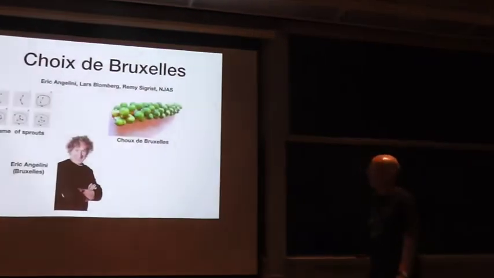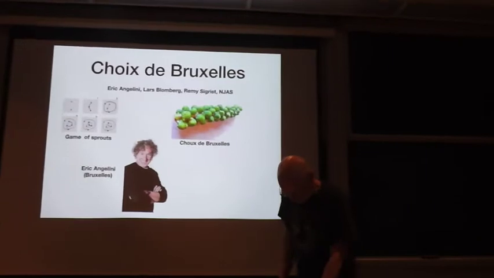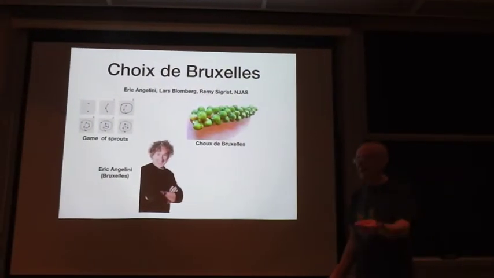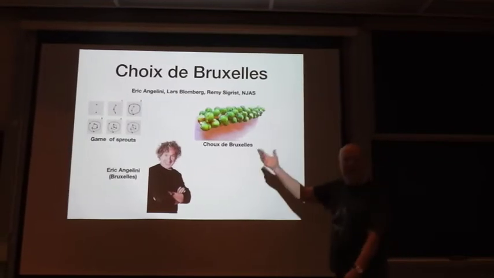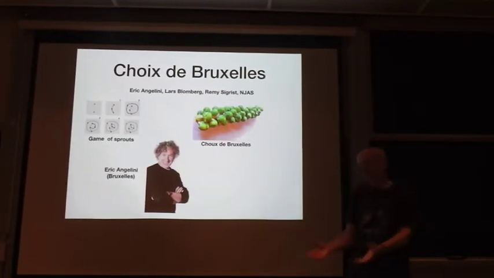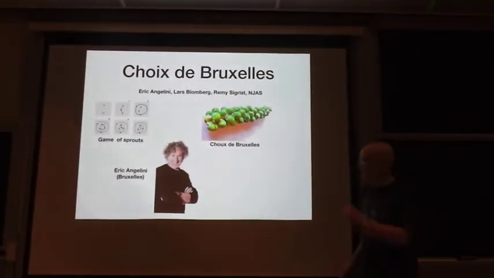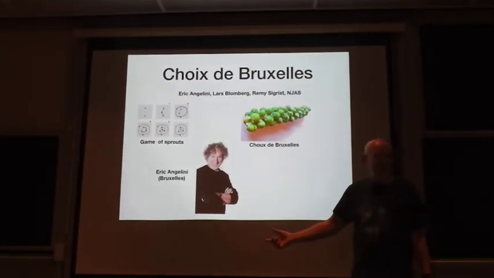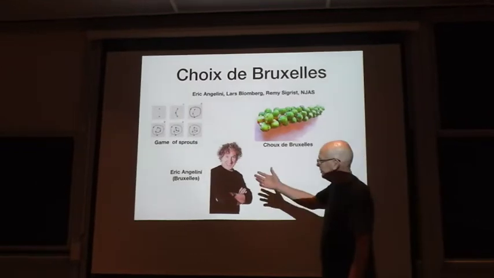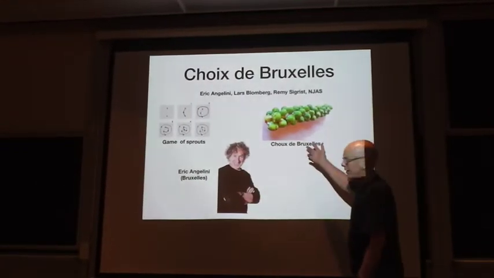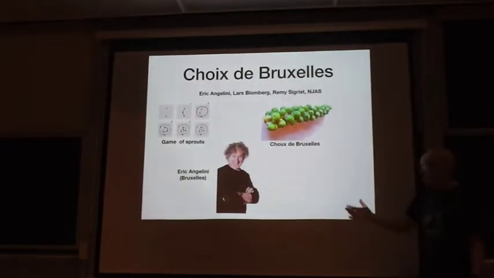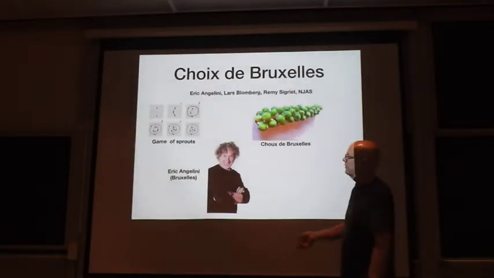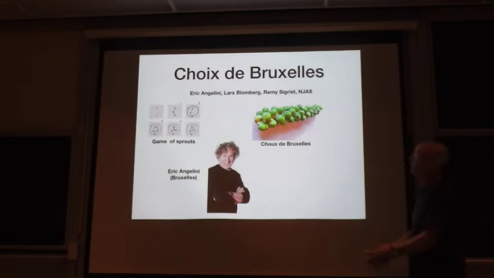So the question is, there are lots of questions you can ask about this. If you repeatedly apply this, you start with 1, what can you get to? Anyway, so I thought of a name. Probably I shouldn't make jokes in French. But it's a game, like the game of Sprouts. And Sprouts are chou de Bruxelles in French, and Eric Angelini lives in Brussels, and there's a choice involved. So it seems natural to call it choix de Bruxelles.